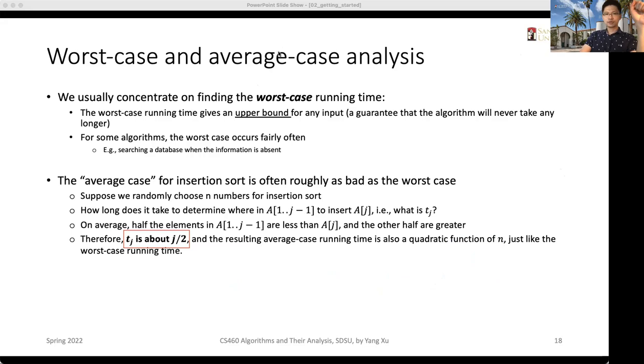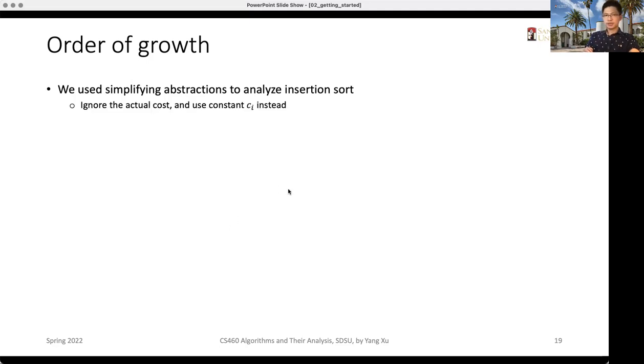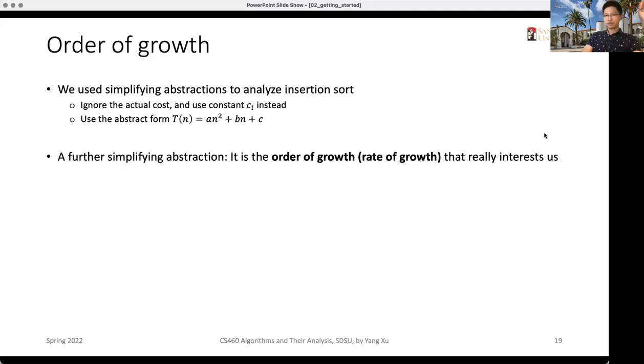All right, so that leads to the next concept, the order of growth. We can use this mathematical notation, a way of abstraction, to help simplify our analysis. The principle is that we can ignore the actual cost, but use constants instead. We can use an abstract form like T(n) equals a times n squared plus b times n plus c.